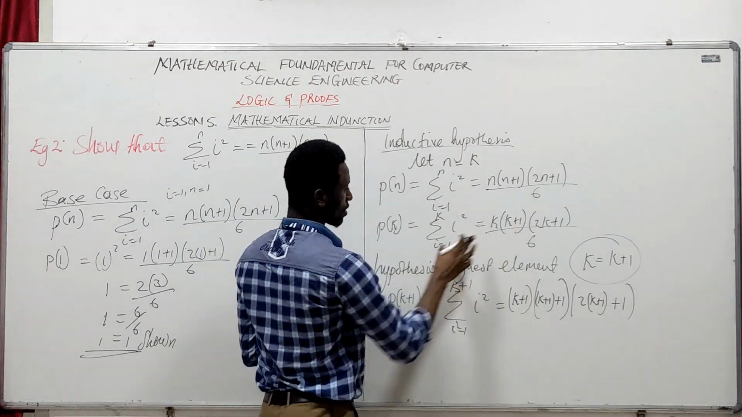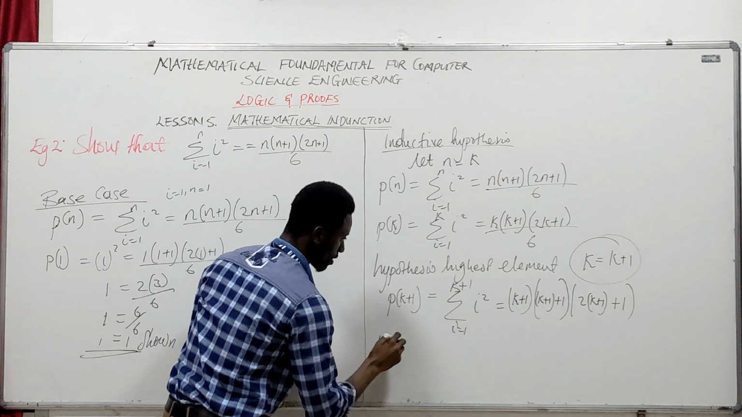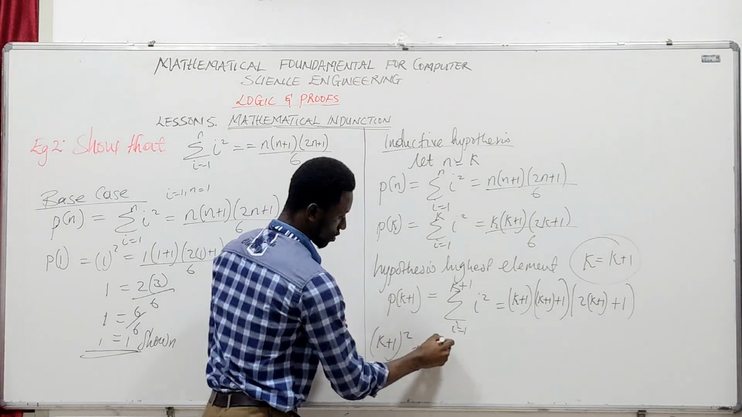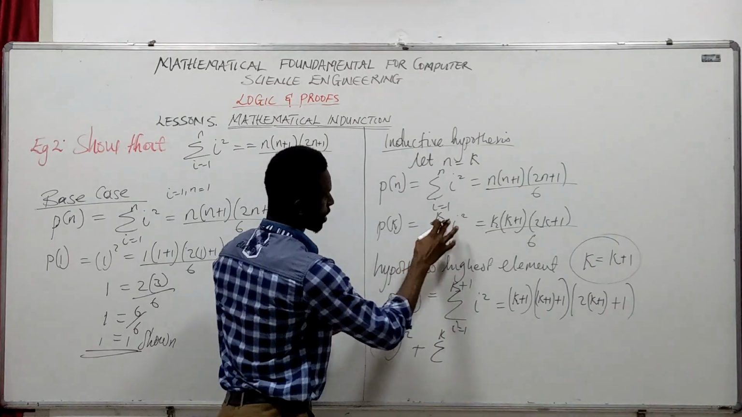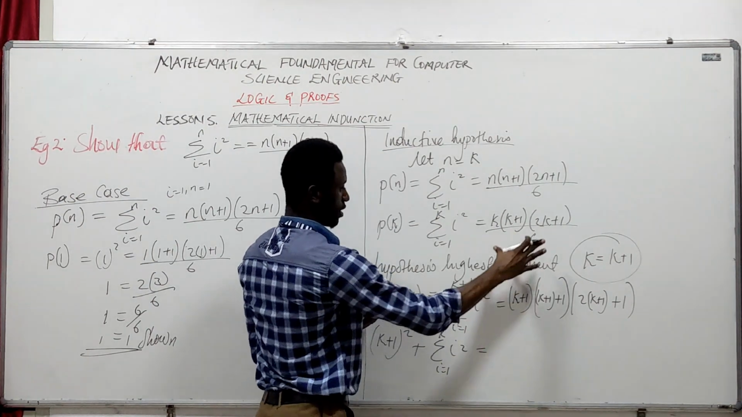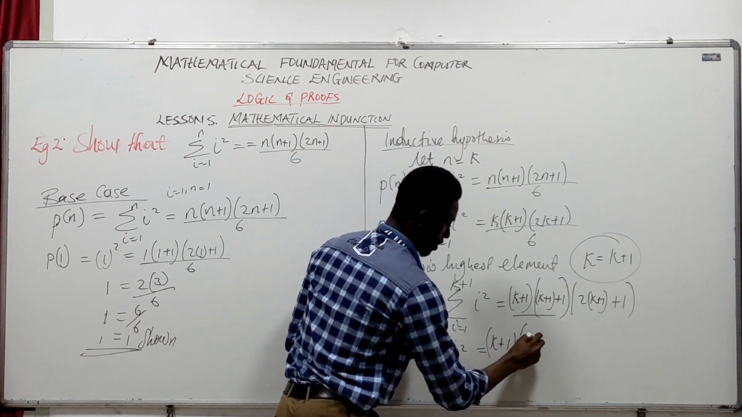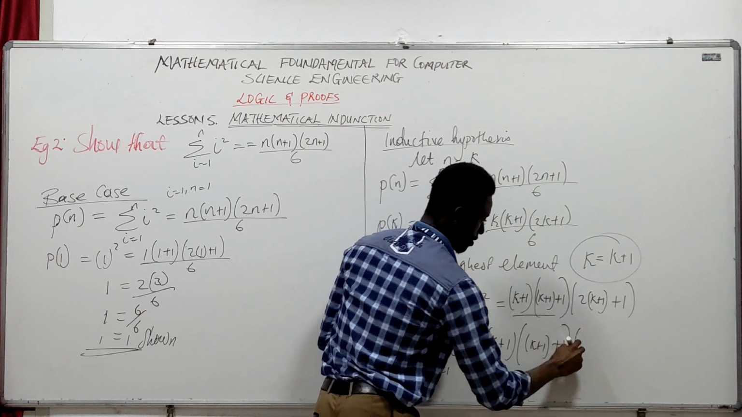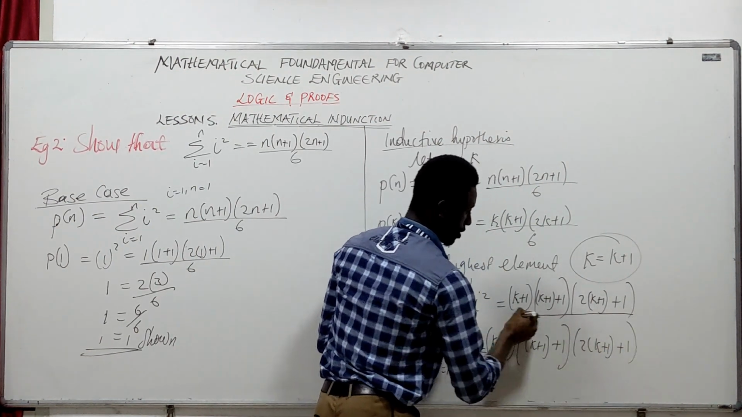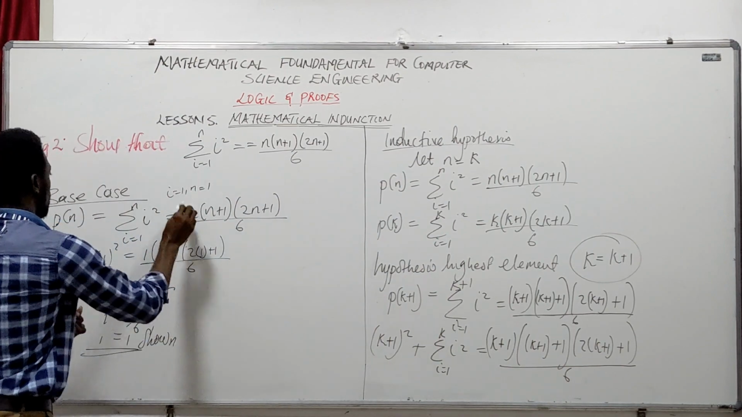But this i squared now becomes k plus 1 all squared. So take this one outside here: k plus 1 all squared plus the summation of i squared from i equals 1 to k is equal to, then we take this whole equation, k plus 1 into k plus 1 plus 1 into 2 into k plus 1 here, over 6. So let's continue here.